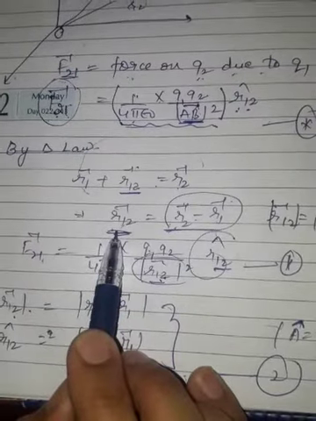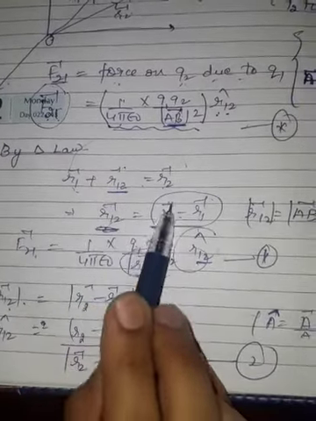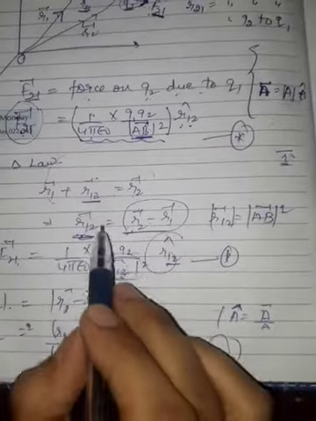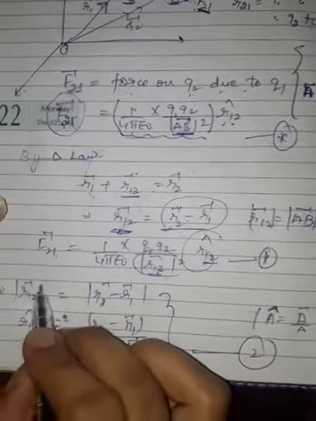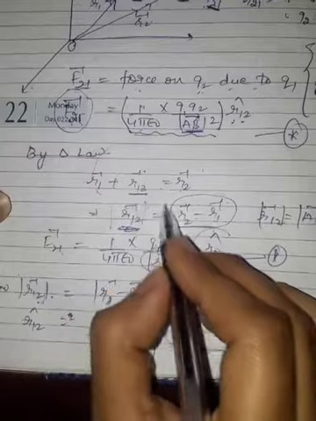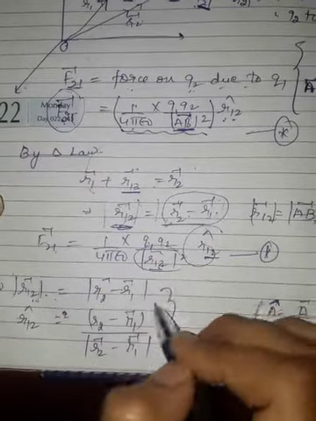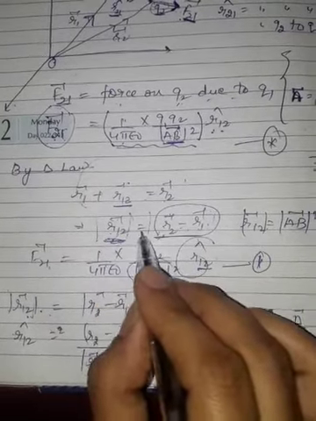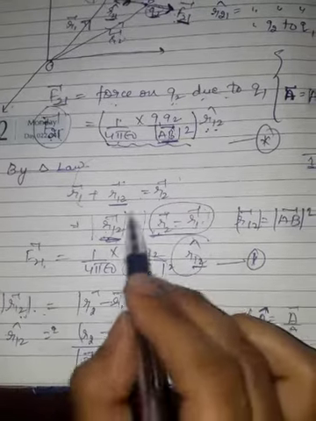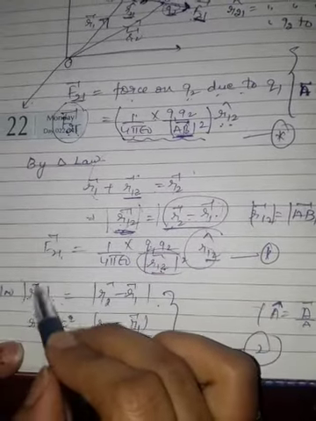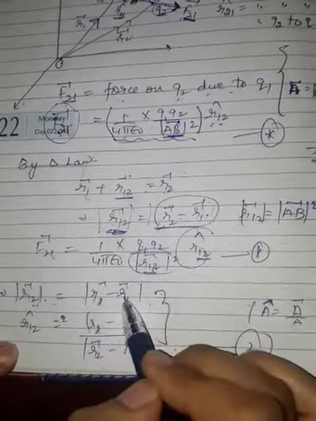This is the r12 vector, r2 vector minus r1 vector. This was a vector. Now we are going to calculate its magnitude. What you will put? You will put the modulus sign from here to here. See, this is r12 vector is r2 vector minus r1 vector. So what is its magnitude? Magnitude of r12 vector is the modulus of this, modulus of this also.